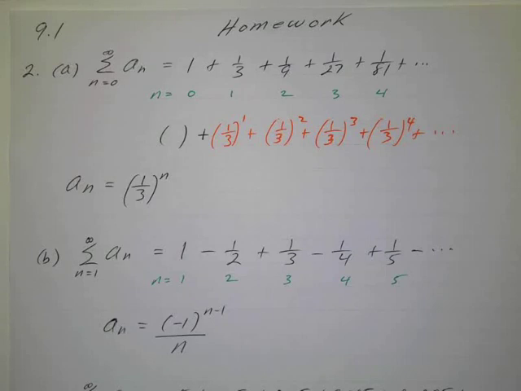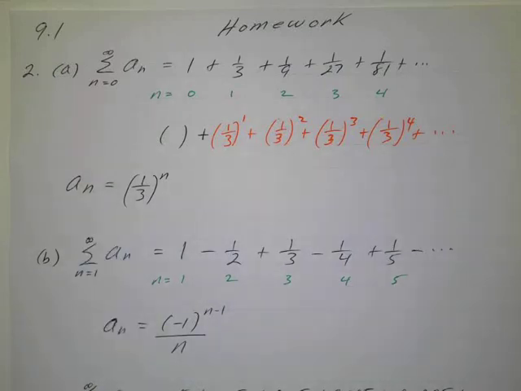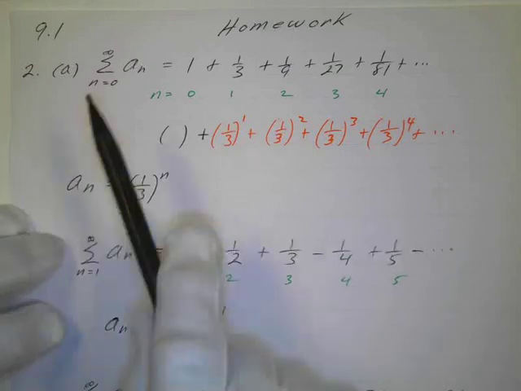Okay, this is more of 9.1. This is number 2, and we want to write an expression for the nth term, a sub n. So this is what we had. What I did was I looked at my expression. My index starts at 0.